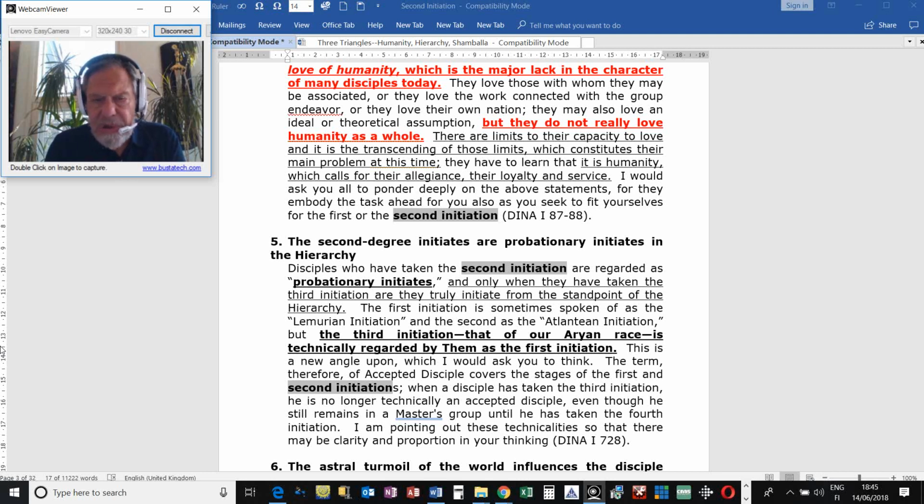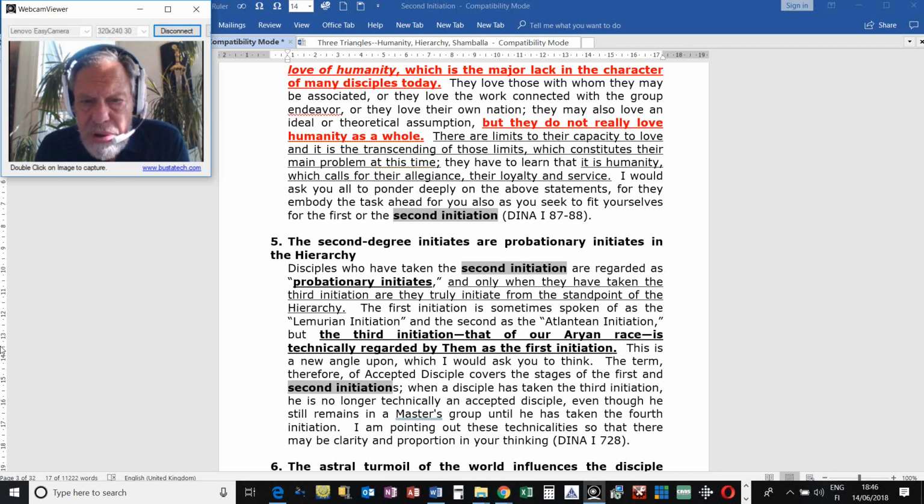that acceptance occurs. When a disciple has taken the third initiation, he is no longer technically an accepted disciple, even though he still remains in the master's group until he has taken the fourth initiation. And even then, we learn that Master DK works with five masters in his ashram. And so the stage of the master in the heart can indicate the fourth degree and still sees the initiate within the master's group.